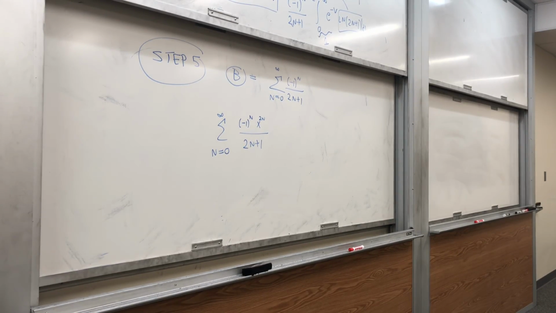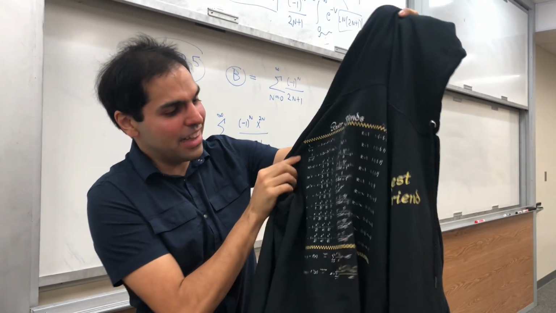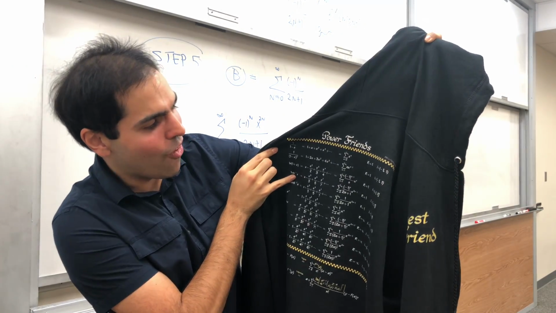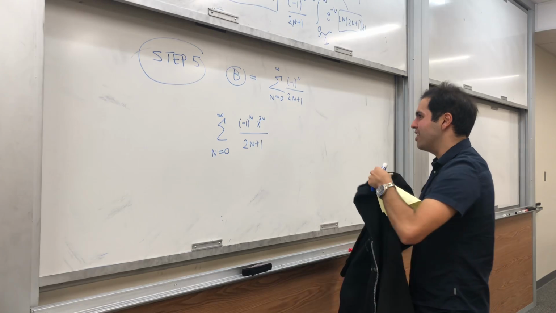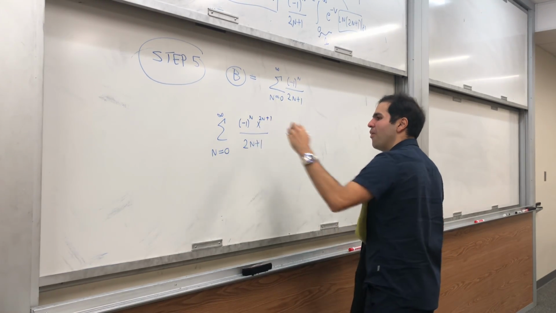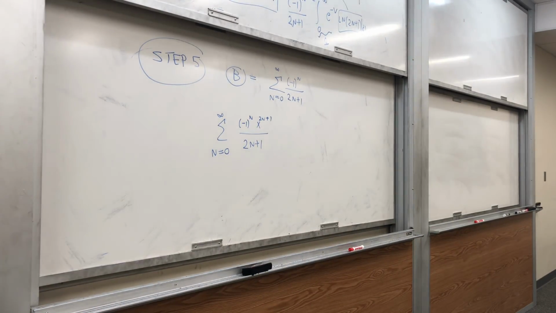Let me check on my wonderful sweater. The Black Pen gave me this sweater of tables of integrals, and the one we want to use is the one for arctangent, which I'm glad I checked. So it's the sum of odd powers of x, x^(2n+1) over 2n+1. This thing equals arctangent.